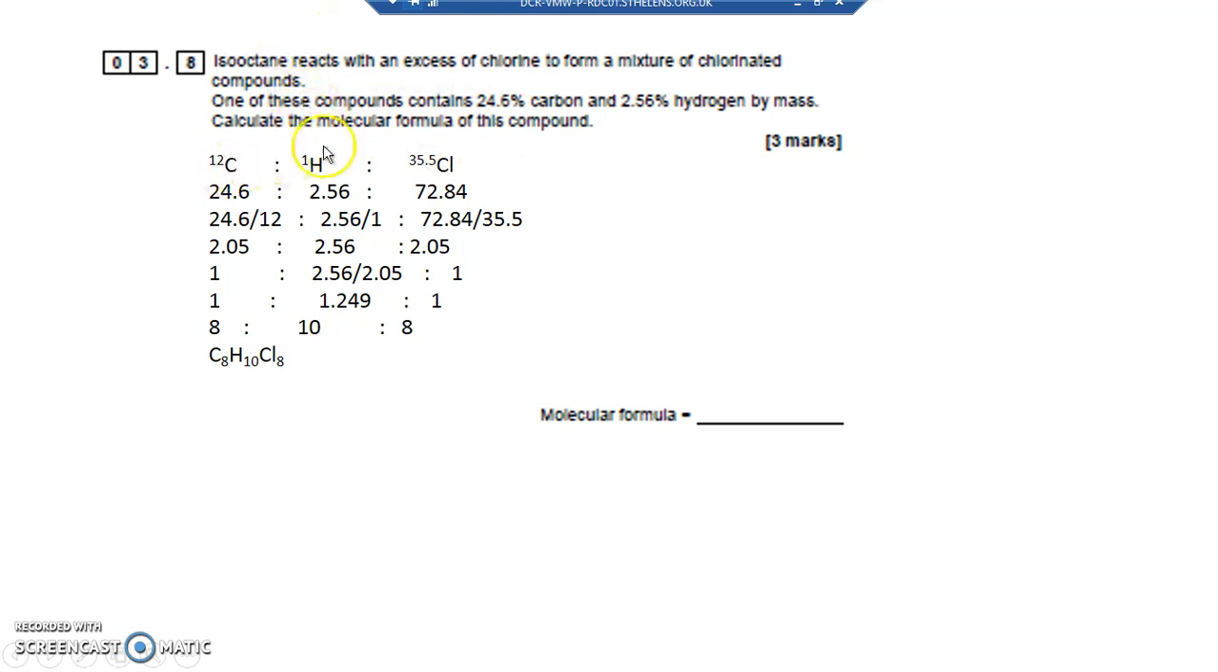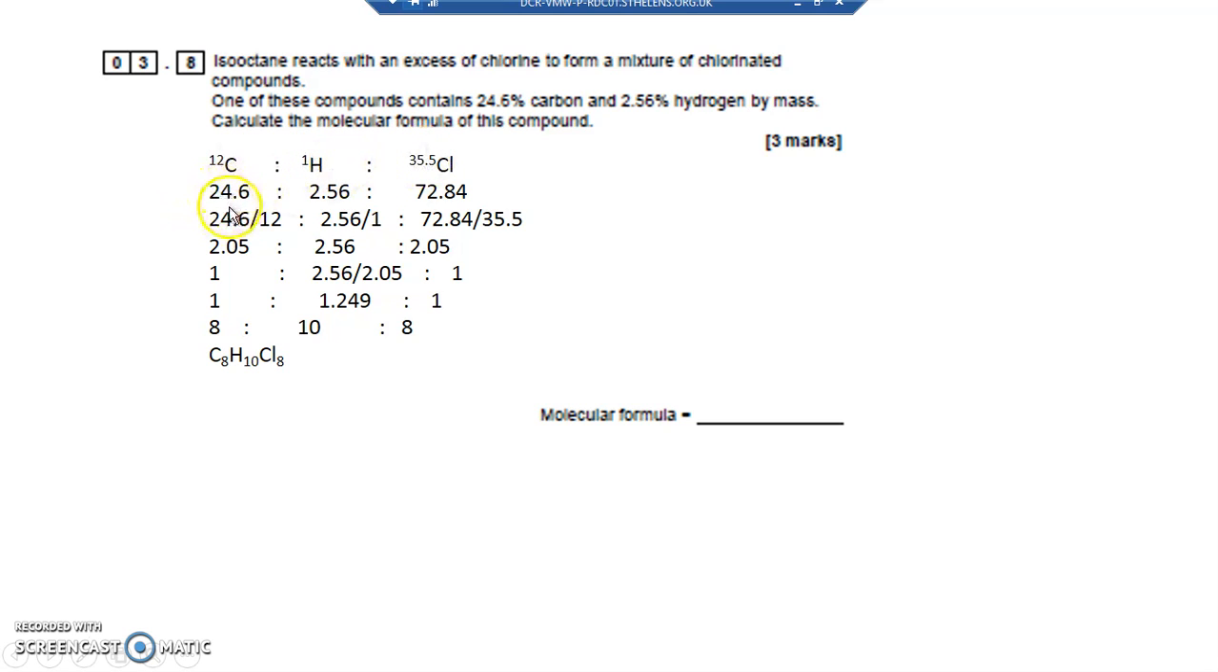So, what have I got in there? I've got carbon, hydrogen. It also tells me that I've got some chlorine in there as well. The relative atomic mass of chlorine is 35.5. It's got isotopes, that's why it's not a whole number, but it's 35.5. So I can work out, if I've got 24.6% carbon, 2.56% hydrogen, then 100% take away 24.6, take away 2.56, I've got 72.84% chlorine in there.